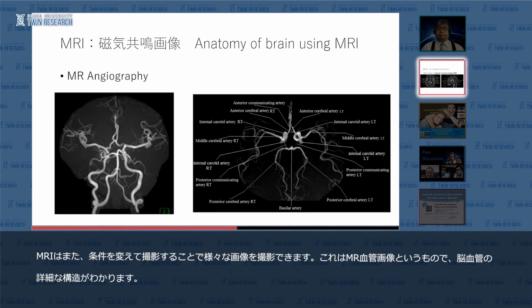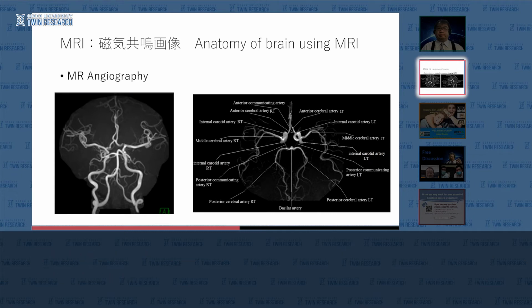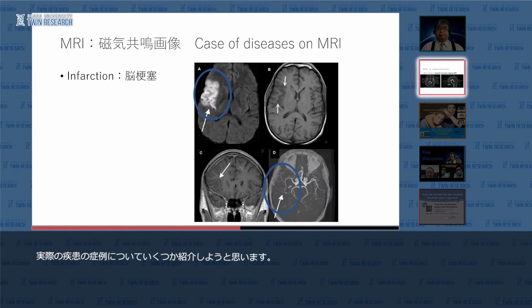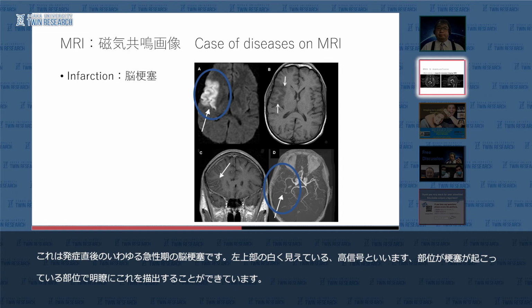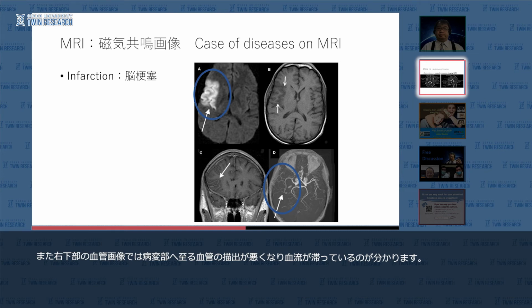Here is a different type of MR image called MR angiography. MR angiography can give detailed anatomical information of the brain arteries. This is a case of acute brain infarction. In MR images, the white arrow points to the acute brain infarct area. Image A, called DWI, diffusion weighted image, can describe the infarct area as high signal intensity clearly. Additionally, MR angiography can describe the disappearance of the feeding artery.